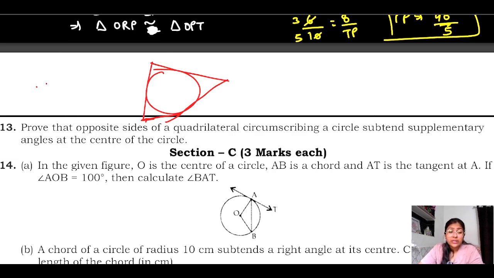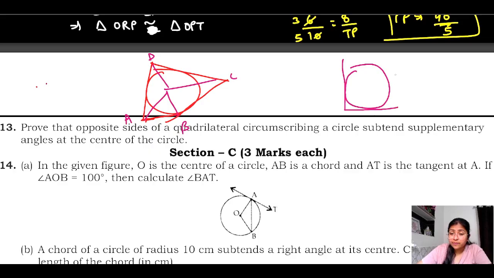What we need to prove? The opposite sides of the quadrilateral. AB and CD are the opposite sides, and AD and BC are the opposite sides. These subtend supplementary angles at the center. This is the center, and A, B, C, D. What we need to prove? Angle AOB plus angle COD is equal to 180 degrees.